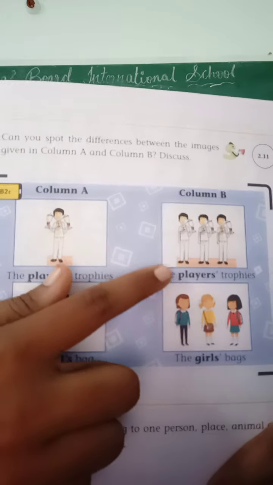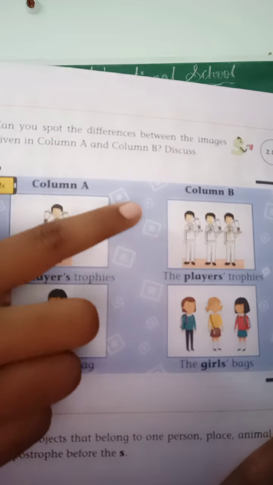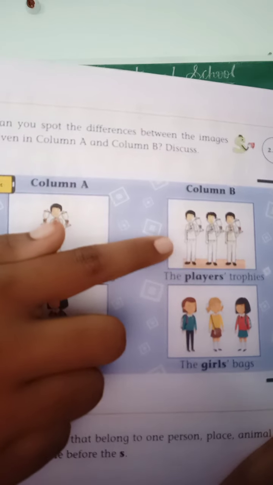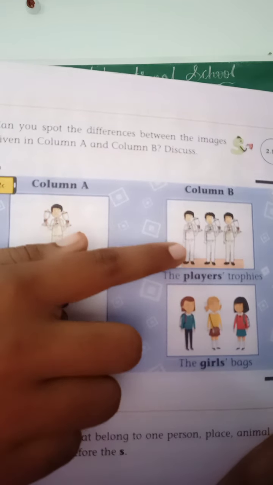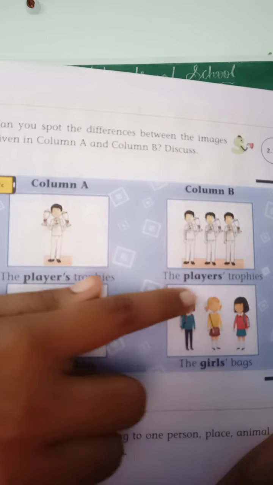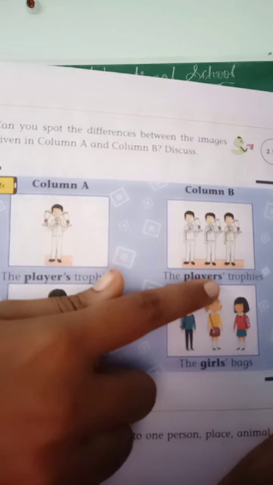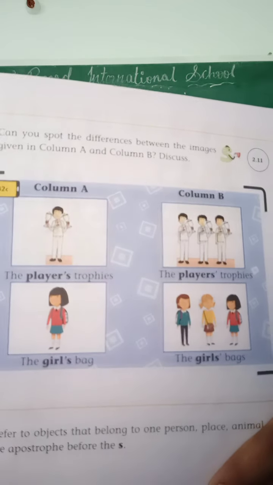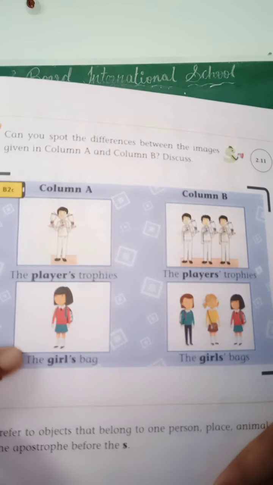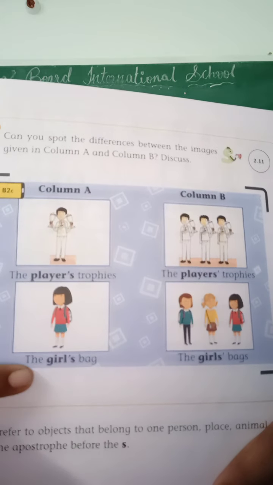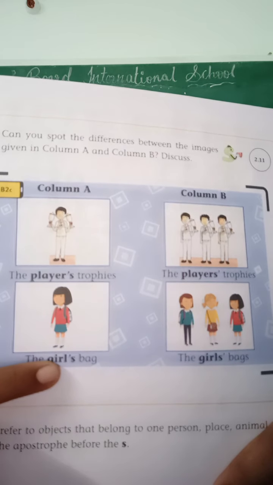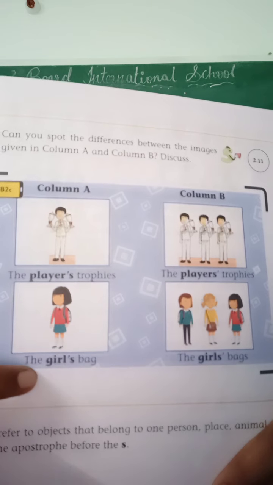Here see the players' trophies. How many players are there here? Three players. And how many trophies? Three trophies. Yes or no? So this is plural form, and we are keeping the apostrophe after S. And here see the girl's bag. How many girls are there? One girl. And the bag belongs to that girl.